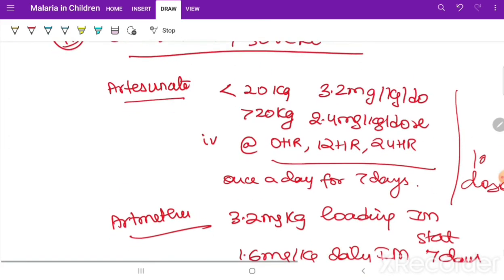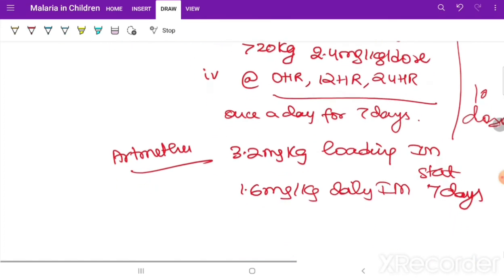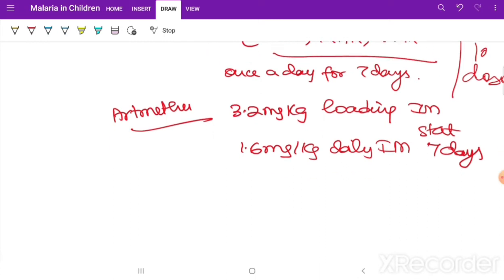Now both these above, artesunate or artemether, can be changed to oral form after a minimum of 24 hours. Okay, this is if the patient can swallow. Once you convert after 24 hours, do it when the child can swallow. But if not, you continue the IV treatment for 7 days. Don't change in between to oral. It's better not to. Because one drug is acting, you have given 6 doses of artesunate and then you're suddenly changing to oral for 3 days. It doesn't make sense.